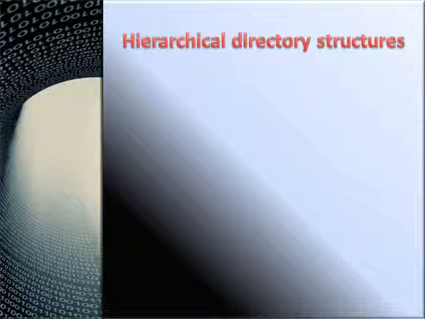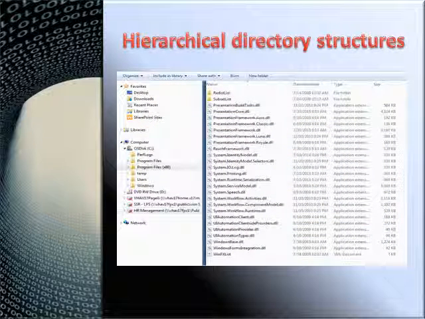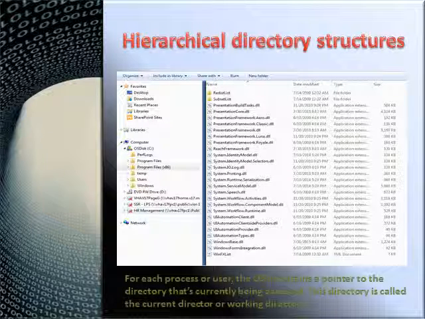Hierarchical directory structures. For each process or user, the OS maintains a pointer to the directory that's currently being accessed. This directory is called the current directory or working directory.